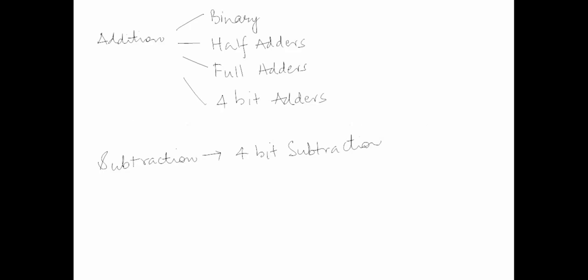Hello everyone, welcome to this lecture of the course Digital Electronics and Circuits. In this lecture we will be continuing our discussion on adders and subtractors. If you recall, in the previous lecture we started with binary addition. We spoke about addition for two numbers, then we spoke about half adders and full adders. We created a circuit for a half adder and then we realized a full adder using two half adders.